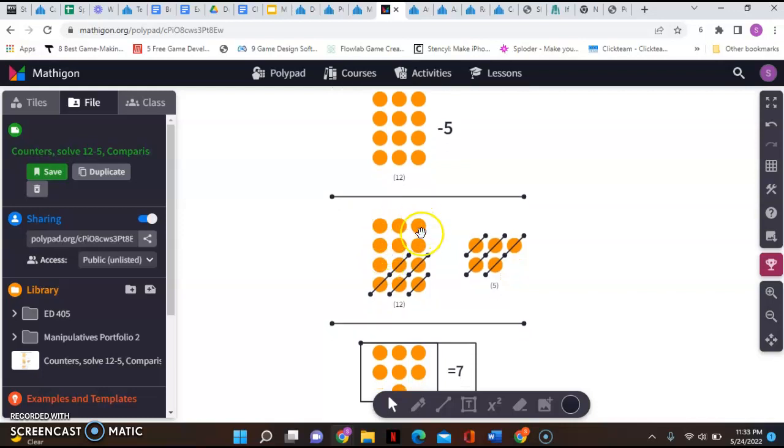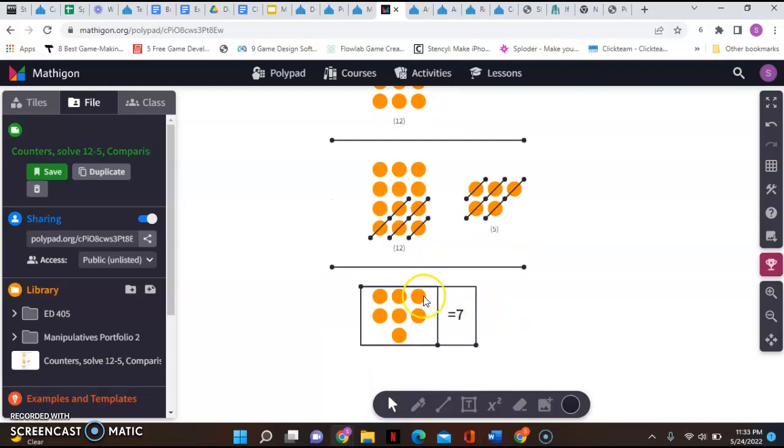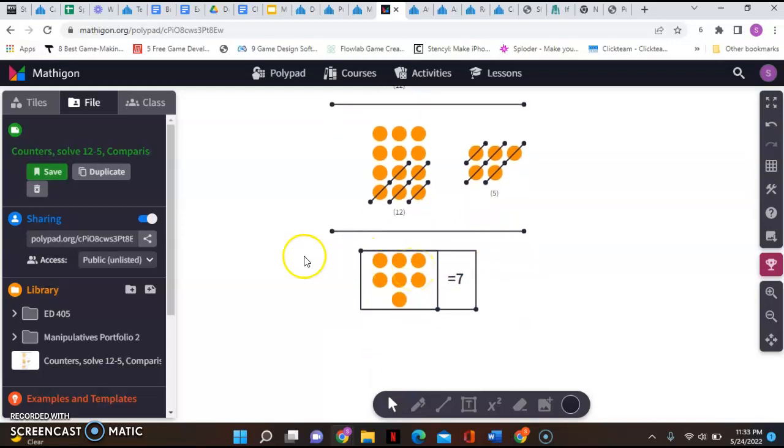And the sum of the remaining counters was 7. And so down here I have the final answer of 12 minus 5 using the comparison method: 7 counters.